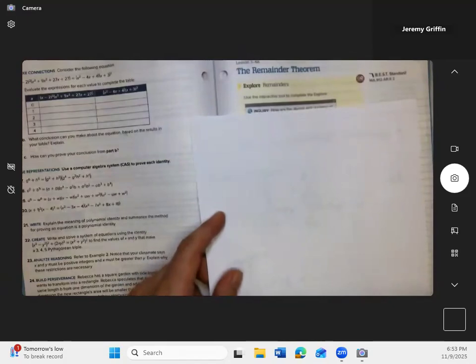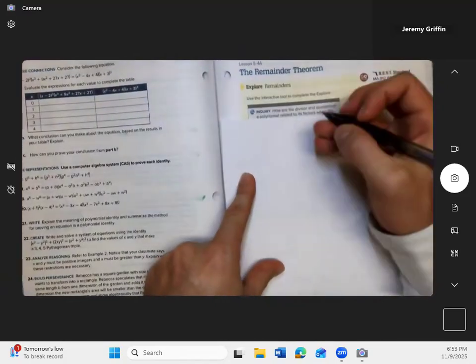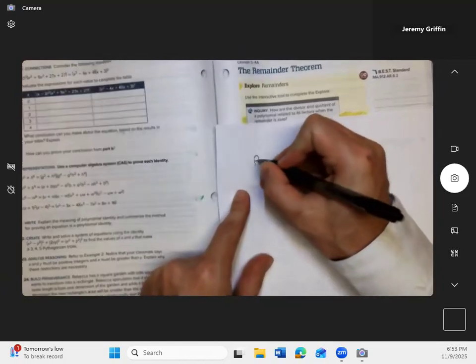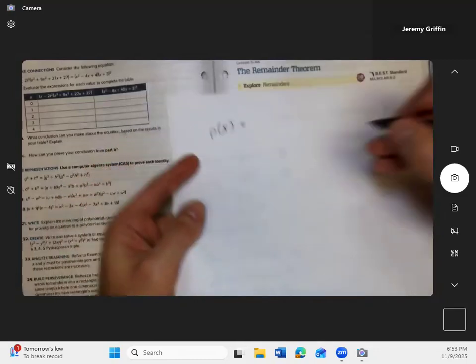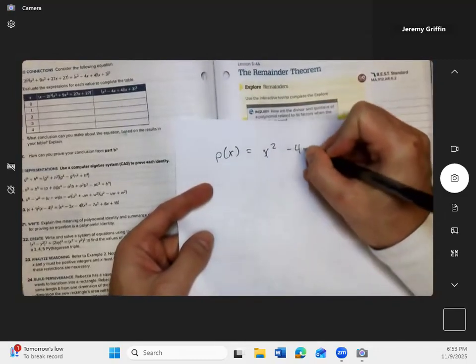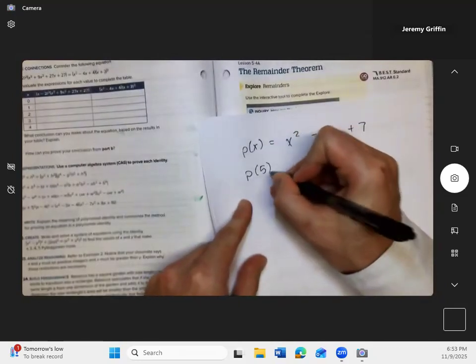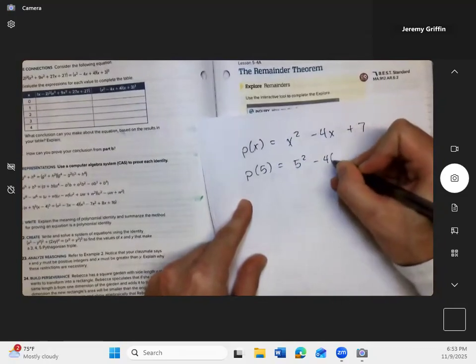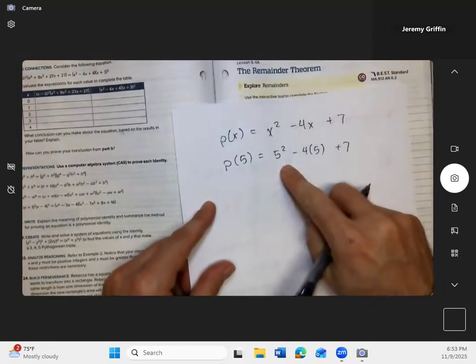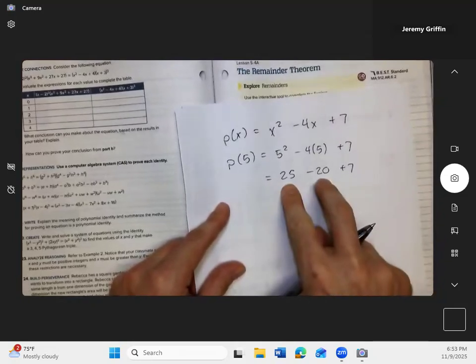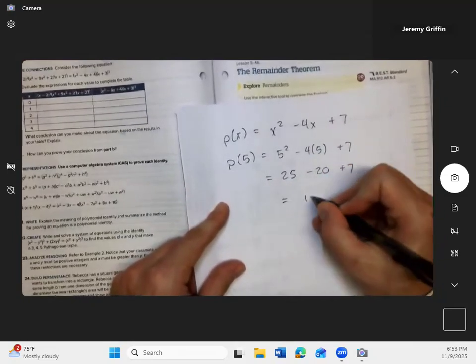Now, remember what the whole lesson is really trying to get at. What's the point of this? It's trying to say that if you plug in the target x value, you get that specific coordinate that you got from the remainder. So, remember p of x was x squared minus 4x plus 7. Let's see what happens when you plug in 5 for x. What's p of 5? Well, that'll be 5 squared minus 4 times 5 plus 7, which is 25 minus 20 plus 7. That's 5 plus 7. That's 12. Look at that.